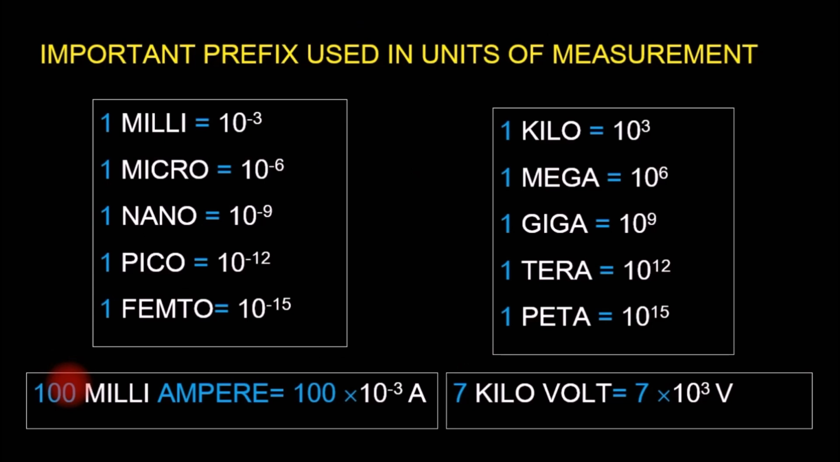Now these are some of the important prefixes used in the units of measurement. So when you are dealing with very small physical parameters, you are going to use milli, micro, nano, pico, femto, and so on. And if you are measuring large quantities, you will use the terms kilo, mega, giga, tera, peta, etc. These prefixes will help you in quantifying very small and very large quantities very easily.